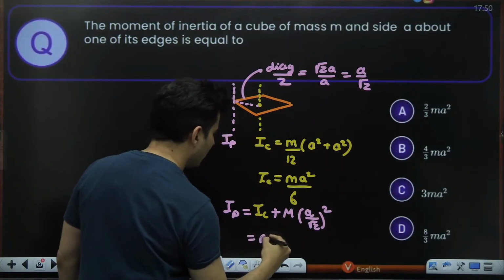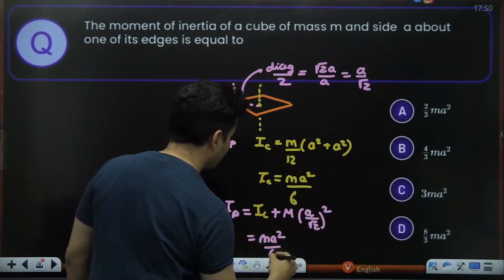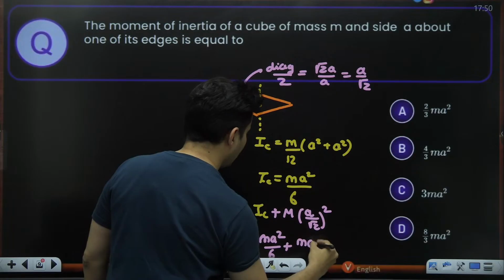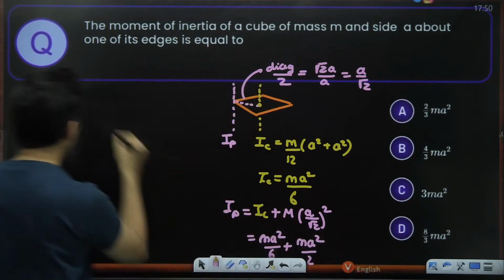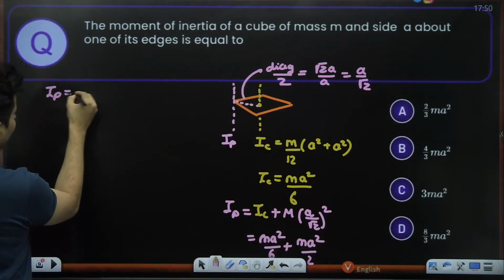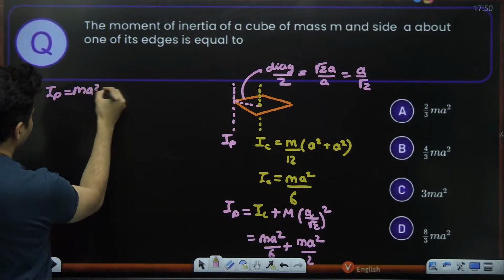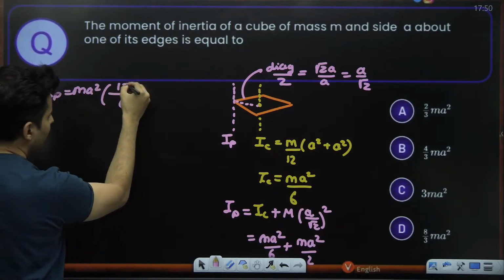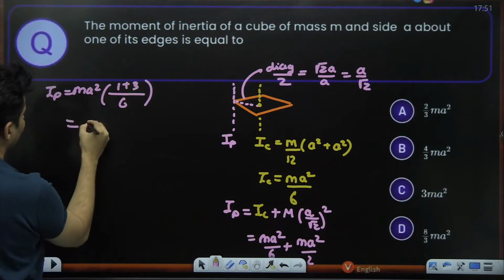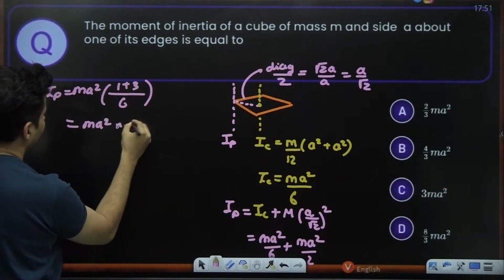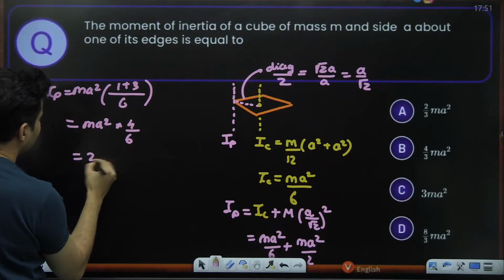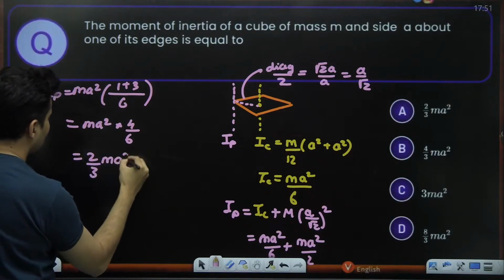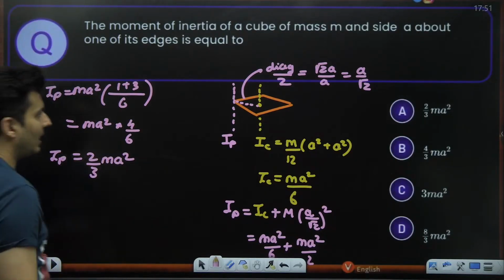So IC is nothing but ma square by 6, plus this is ma square by 2. So IP will be nothing but ma square is there, 6 is common, so it will become 1 plus 3, I believe. So that will become ma square multiplied by 4 by 6, which is 2 by 3 ma square. That is the moment of inertia about the parallel axis.